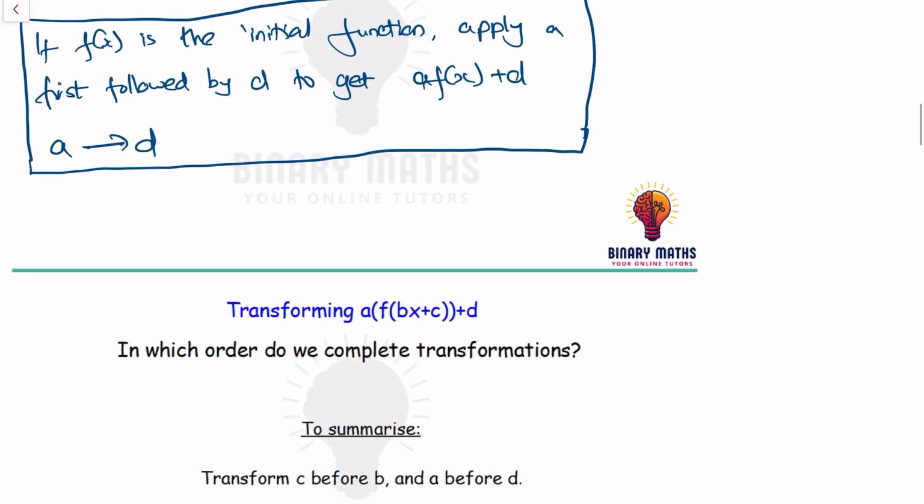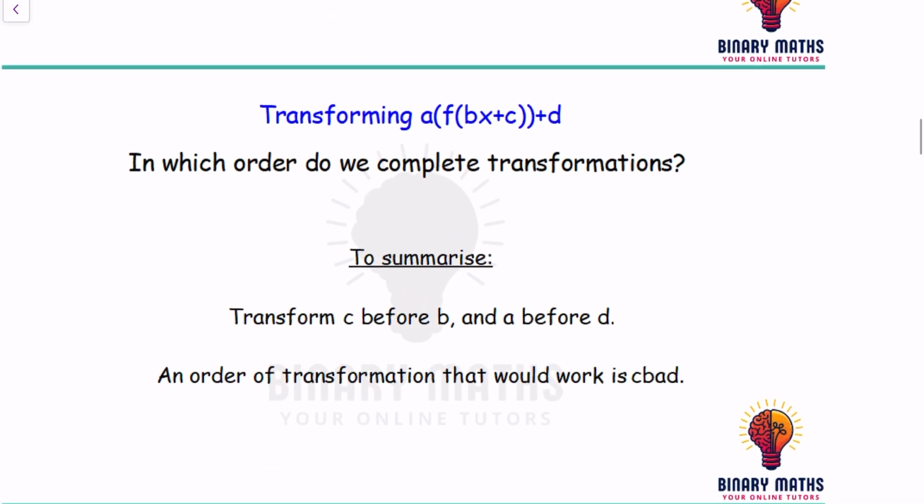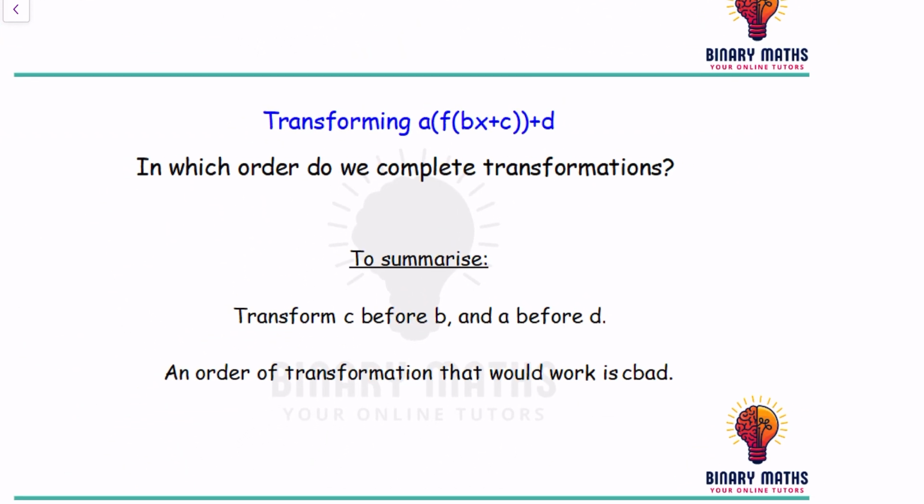Okay, so if I had to summarize everything, when you are transforming a times f of (bx plus c) plus d, which order do we complete the transformations? We need to transform c before b and then a before d. So you can use this acronym CBAD, c before b, a before d, to memorize it. But that's not the only way you can transform, although this is the acronym you should use. You can have any transformation where you have c before b, a before d.